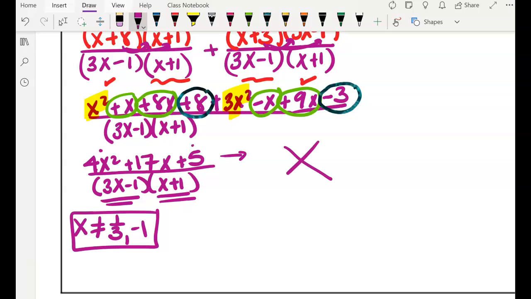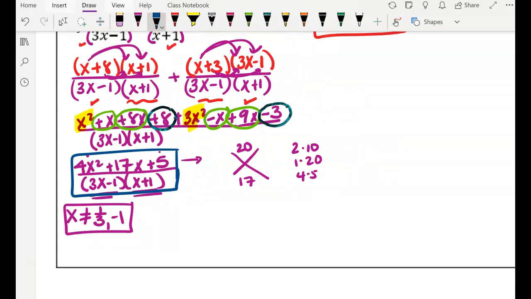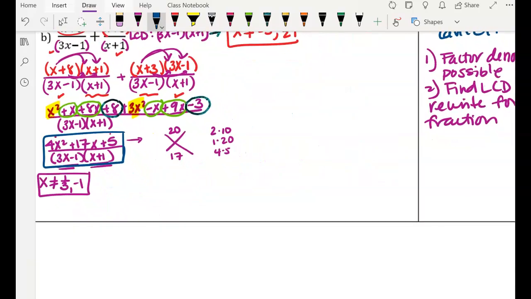4 times 5, that's 20. This is going to be 17 in the middle. Factors of 20 are 2 times 10, not going to add up to 17. 1 times 20, not happening. 4 times 5, not happening. So not much we can do, so let's just box that up, okay? Since we can't factor and reduce. So we tried, but we were not able to do it.